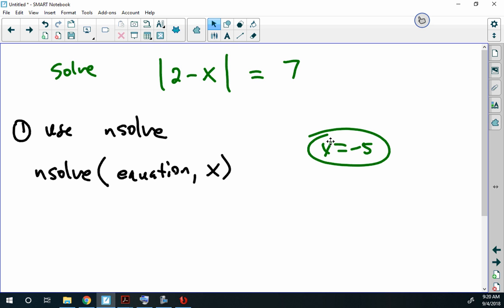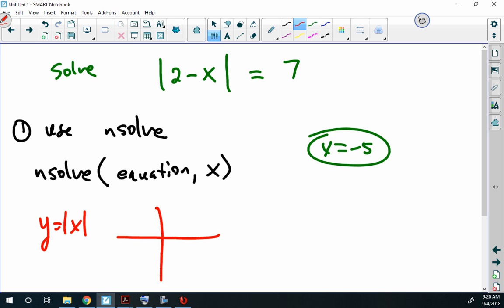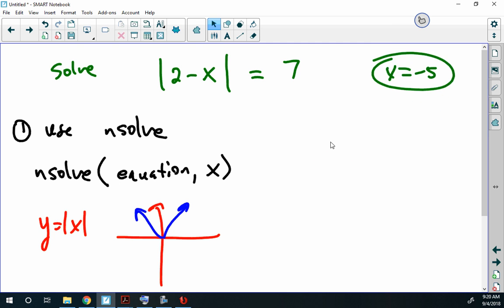Anybody know what absolute value functions look like? If you were to take y equals the absolute value of x and graph it on the Cartesian plane, it looks like this. Did you know that? Because the absolute value of a negative number is positive, and the absolute value of a positive number is also positive. Anyway, there's another way I'm going to show you to solve this. It's probably going to make things so much better.